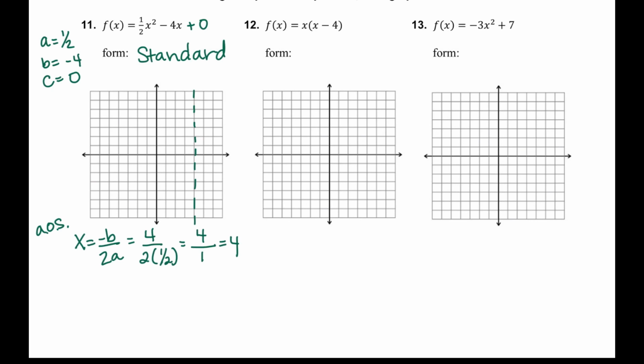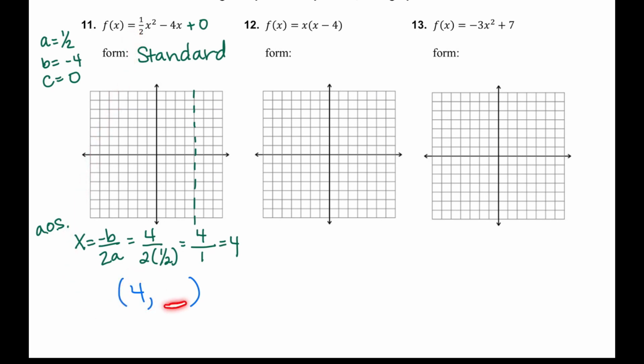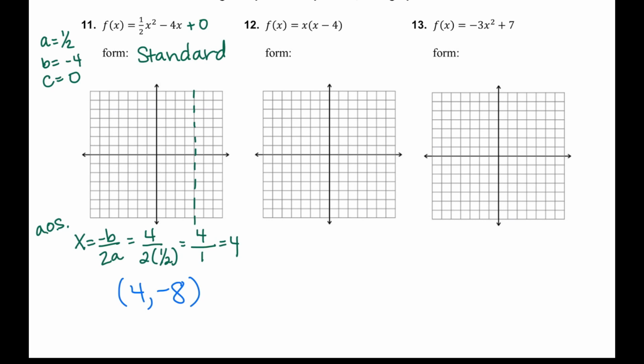Now to find the vertex, we always just take our axis of symmetry as the first point, and then we plug that 4 into the equation. We're going to take this 4 and plug it into this equation up here to find the y value. So we have 1/2 times 4 squared minus 4 times 4. This equals 16 times 1/2 minus 16, which is 8 minus 16, which equals a -8. So -8 is going to be our second value here. So we go ahead and graph our vertex, over 4, down 8.